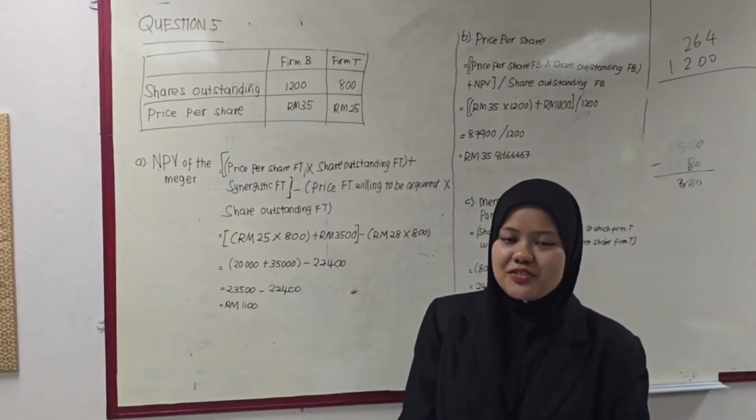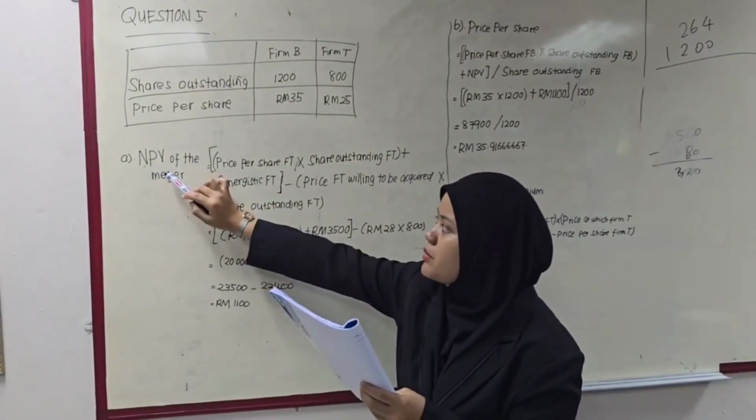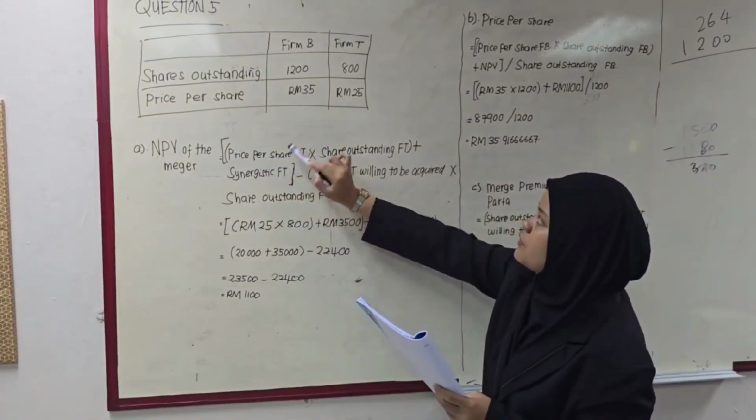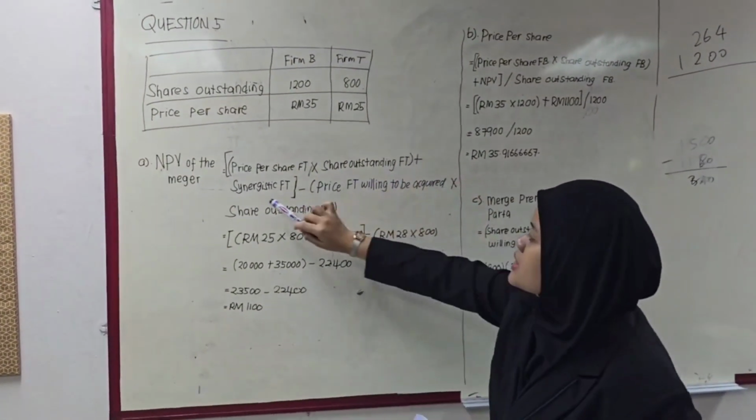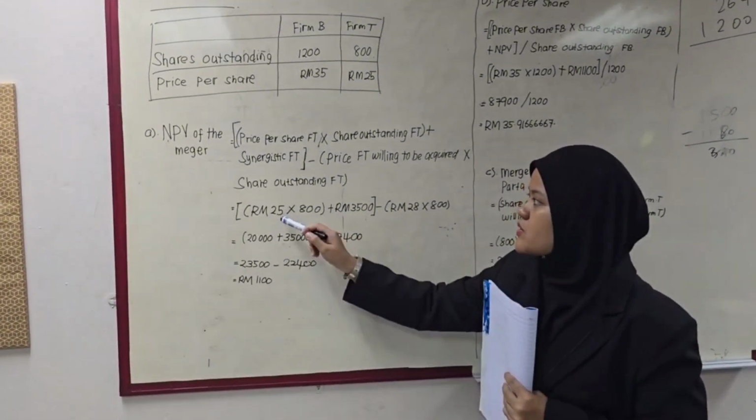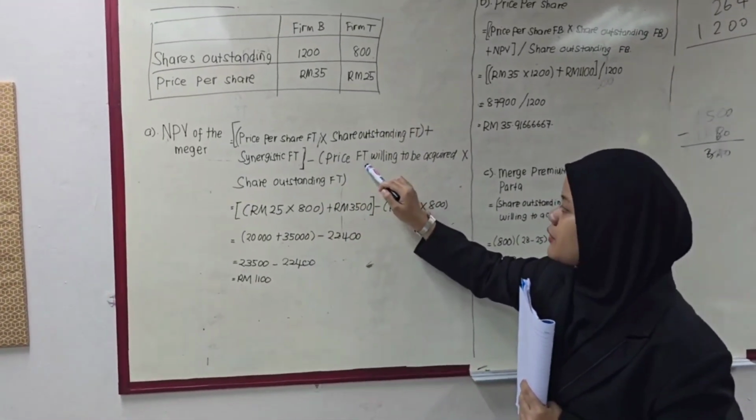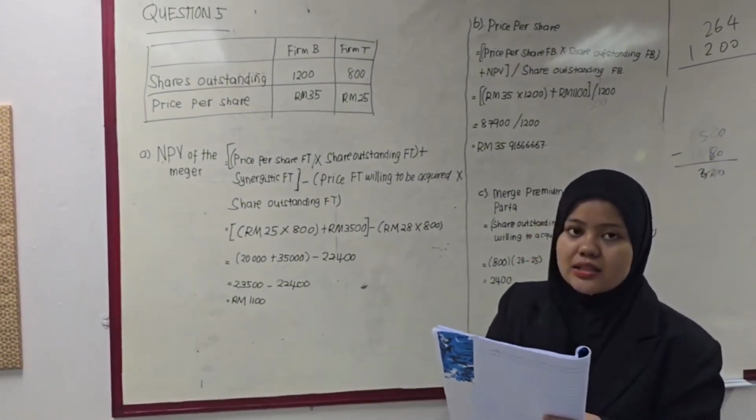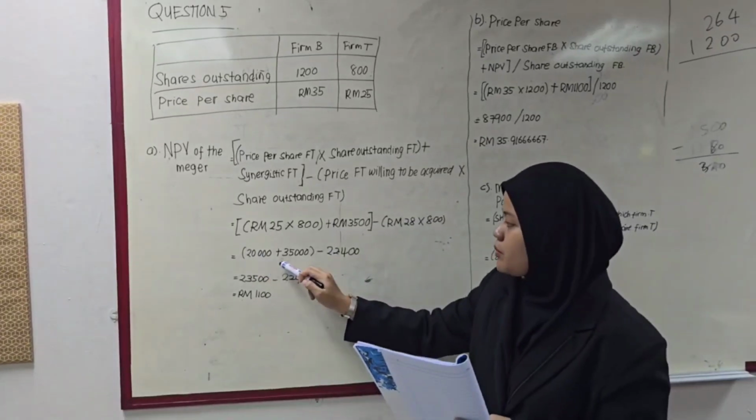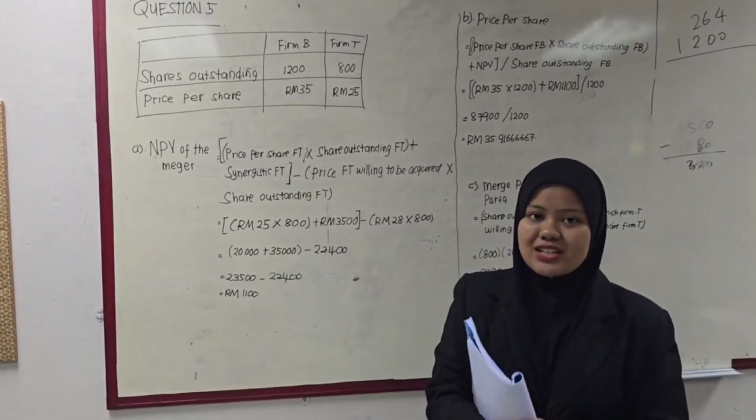So this is the answer for question 5. Based on the table and the first question, the question wants the NPV of the merger for firm T. So basically we will put in the formula, which is price per share firm T times share outstanding firm T, plus synergy, firm T, minus the price firm T is willing to be acquired at times share outstanding firm T. So we put in 25 times 800 plus 35,000, minus 28 times 800, and we get 20,000 plus 35,000 minus 22,400, and we get this answer, which is 1100.